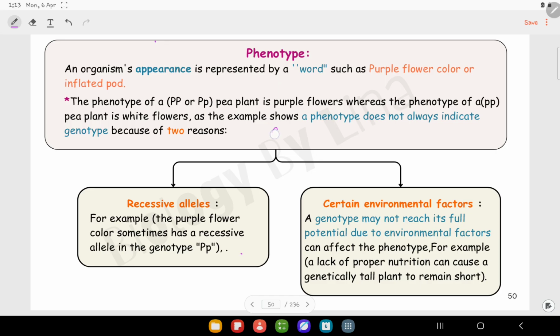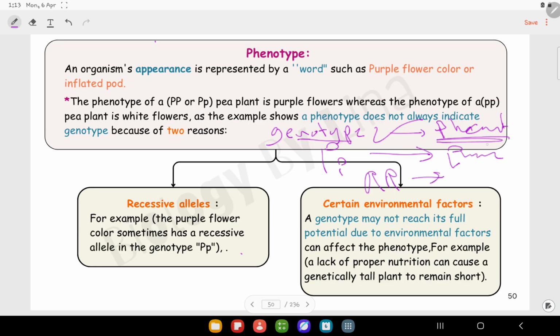What if I say the genotype represents the phenotype? Can you know the phenotype from the genotype? Yes, this is always correct for all types of Mendelian and non-Mendelian genetics. Because if I give you the genotype, for example, capital P small p, you will already know it's for a purple flower. And if I say, for example, capital R, you will directly know that the phenotype is for round seed. If I say small r, you will already know that it's for wrinkled seed.